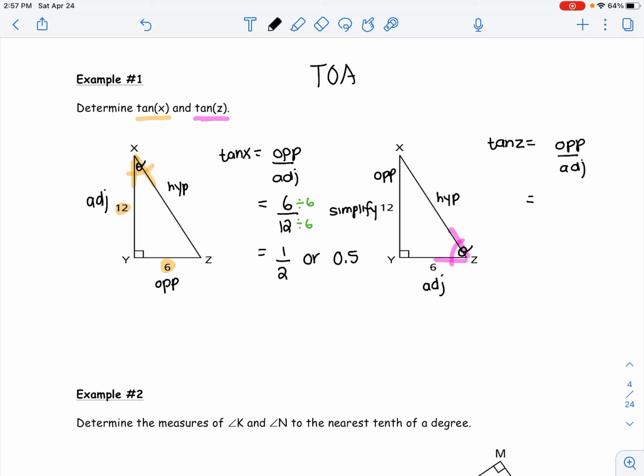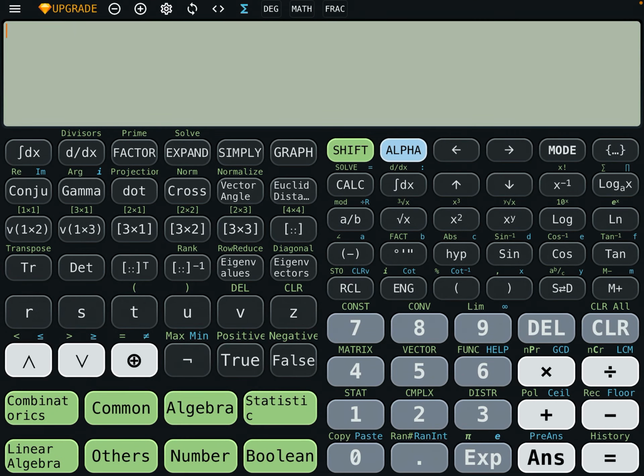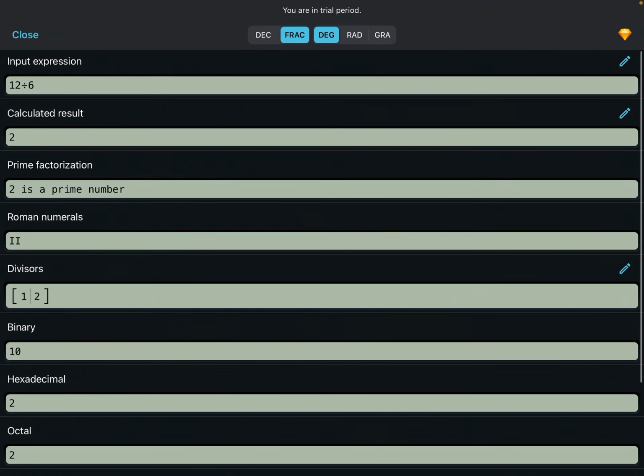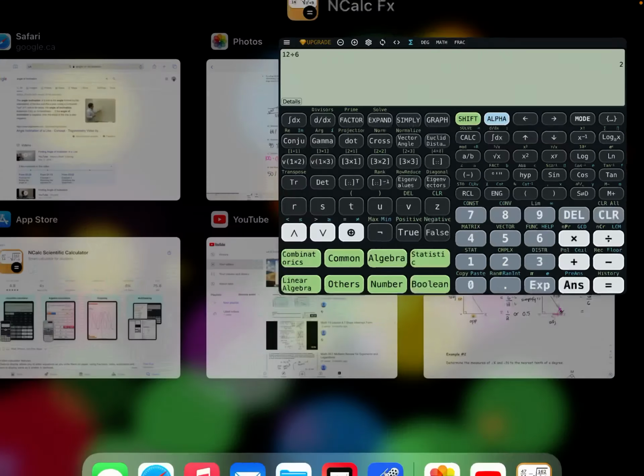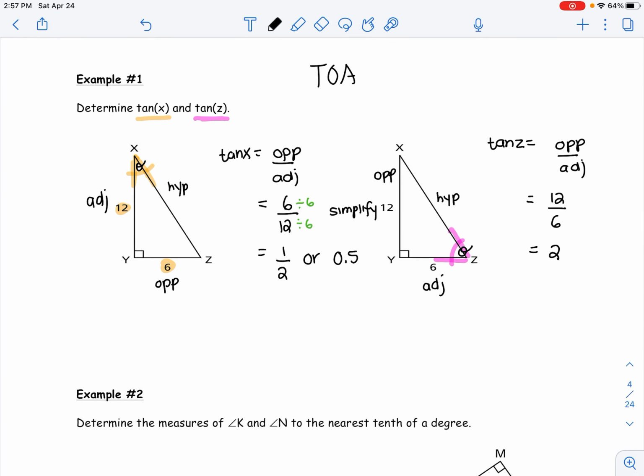Our opposite side should be labeled as a 12. So we labeled OPP as 12, and our adjacent side we should label with a 6. Now use your calculator. 12 divided by 6 equals 2. So as you can see, 2 is your answer. That's our tan Z ratio.